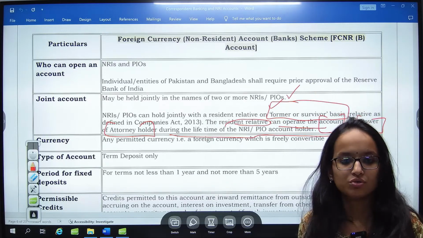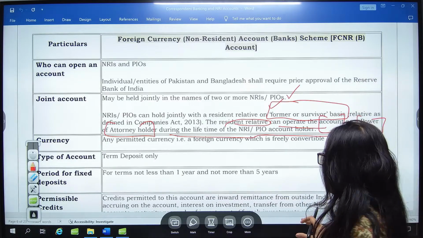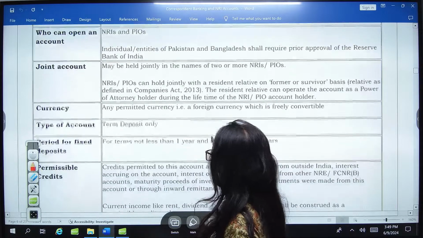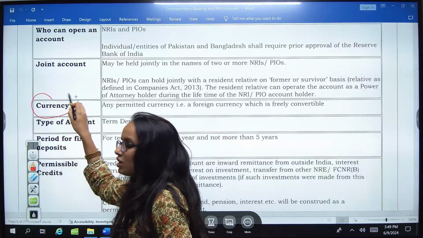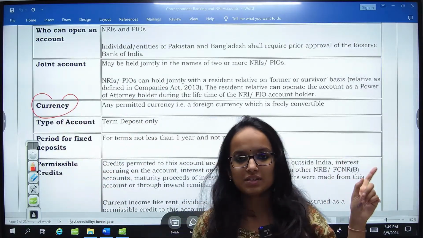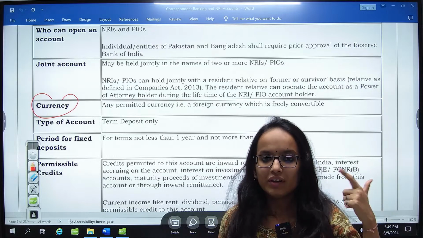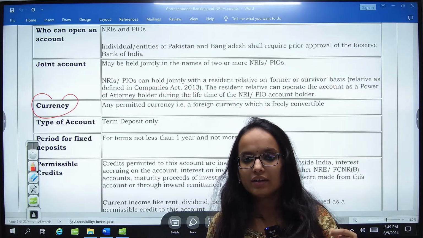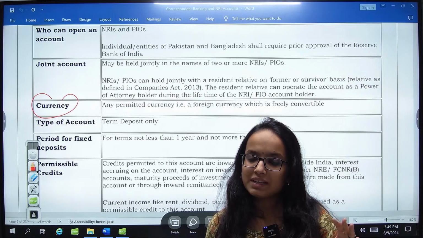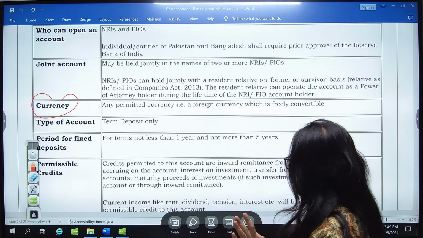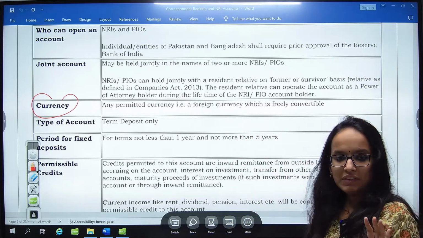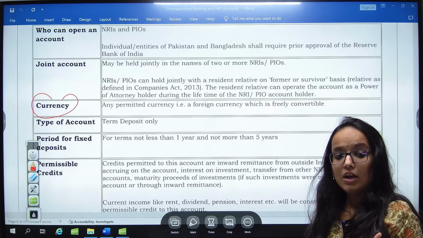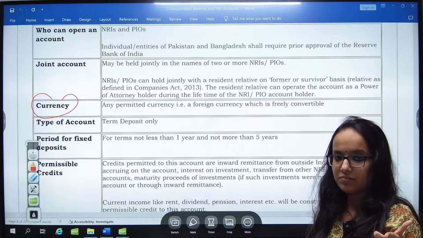This is something which you should remember, okay? Now, if we talk about the currency, as the name suggests, foreign currency non-resident bank account, right? So here your deposits will be in the designated foreign currency, okay, which is freely convertible. Getting this point? So this is different from NRE account.